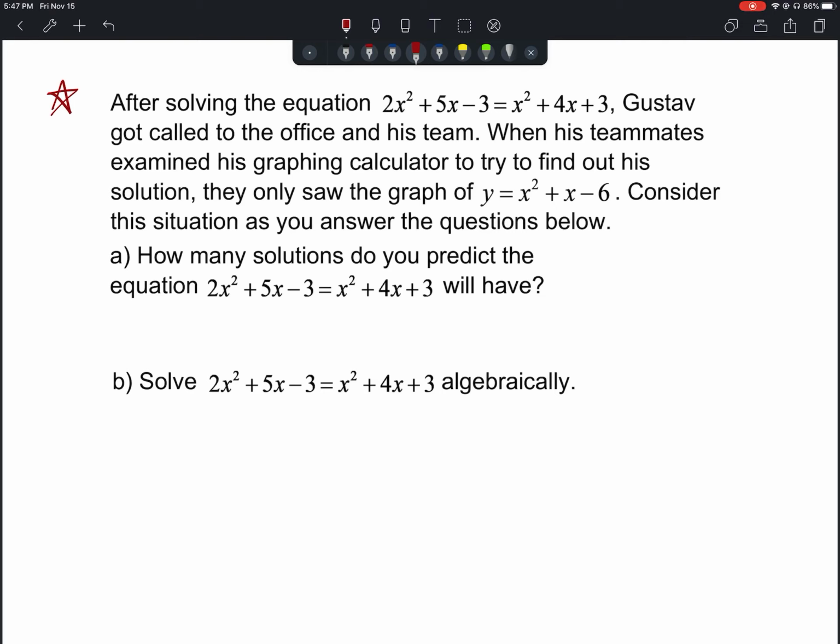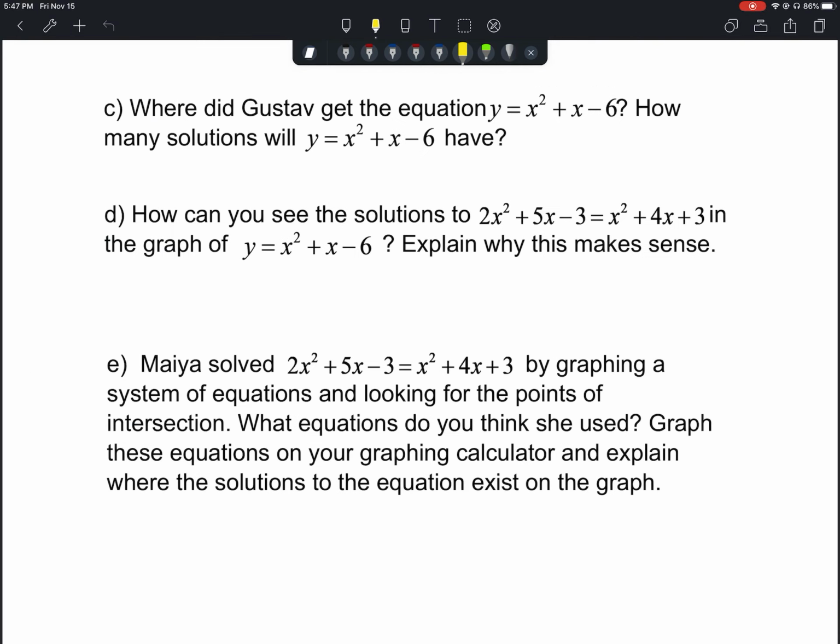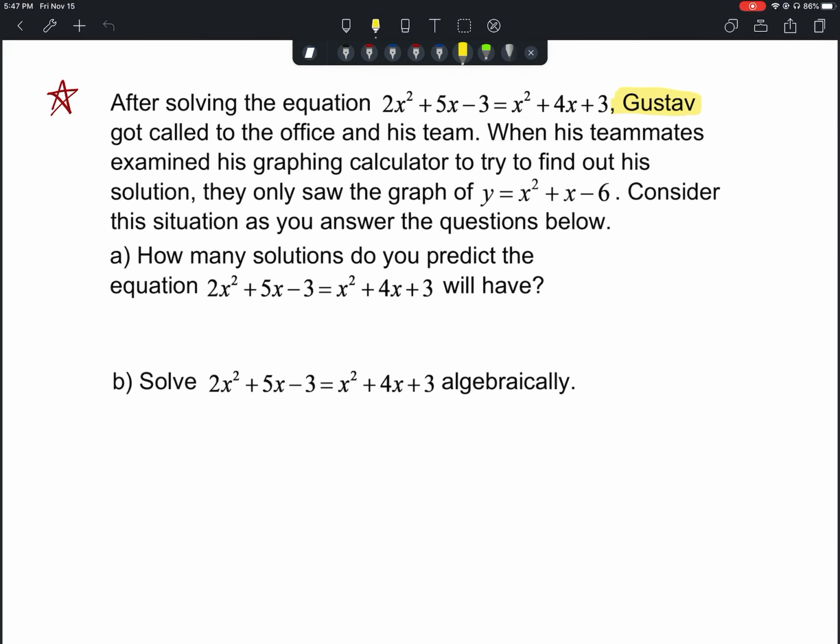So why don't you help out Gustav's team? This is Gustav's problem here. You're going to read through this here and answer A, B, C, D, and E to the best of your ability, and then we will discuss that in class. If you don't have this problem done, then I know that you didn't really do your notes. Okay, so make sure you do your notes here. That'll help you out, and then we will crank out our assignments in class.